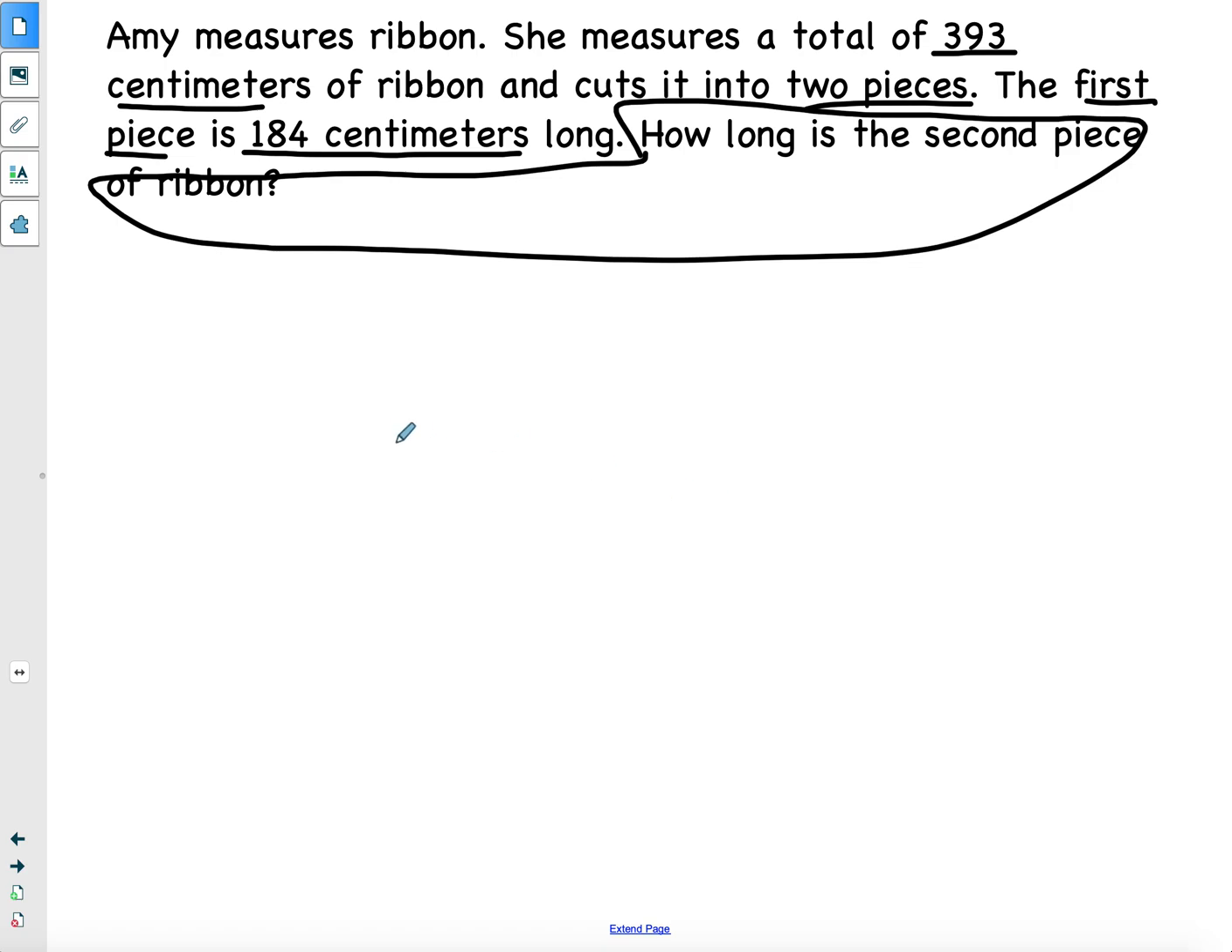So go ahead and solve this one. Pause the video now and solve, and then press play when you're ready to go over your answer. Again, pause now, press play when you're ready.